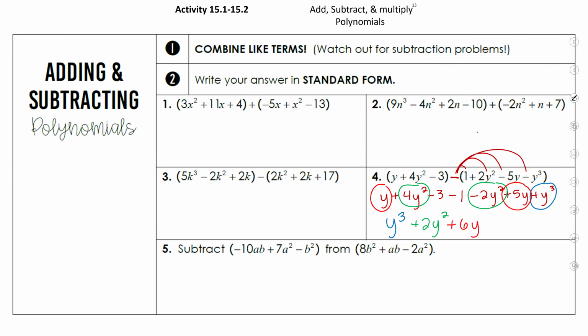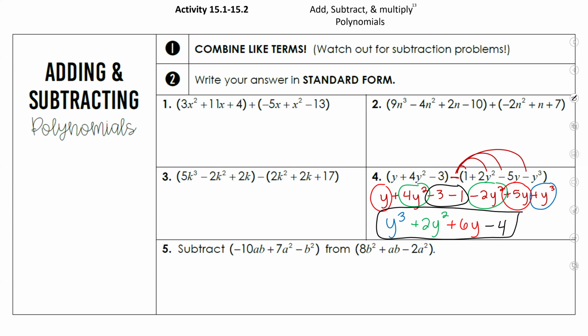And then finally, your numbers go together. -3 minus 1, that's -4. So this is your final answer. We subtracted the two polynomials from each other. Now, addition is pretty easy.